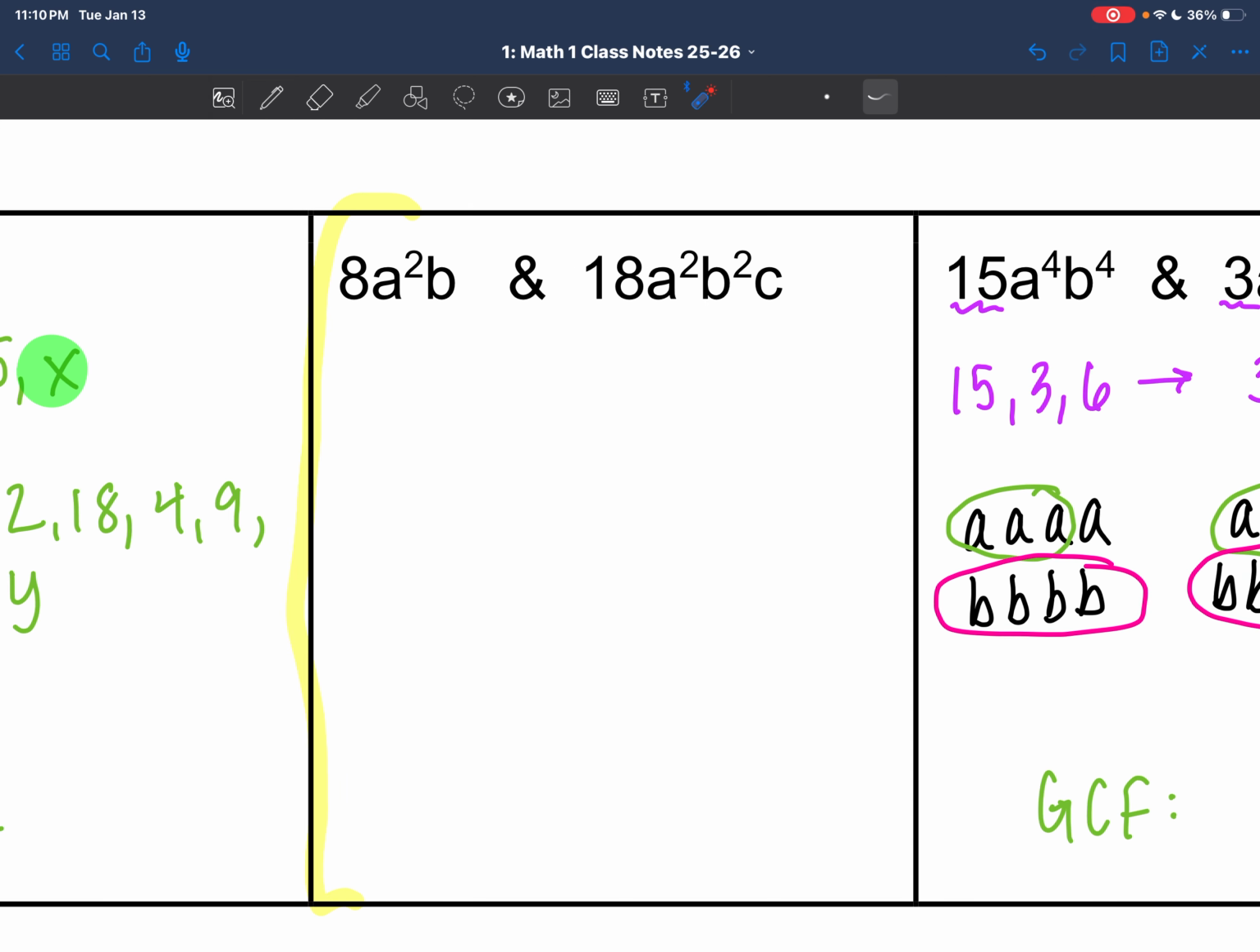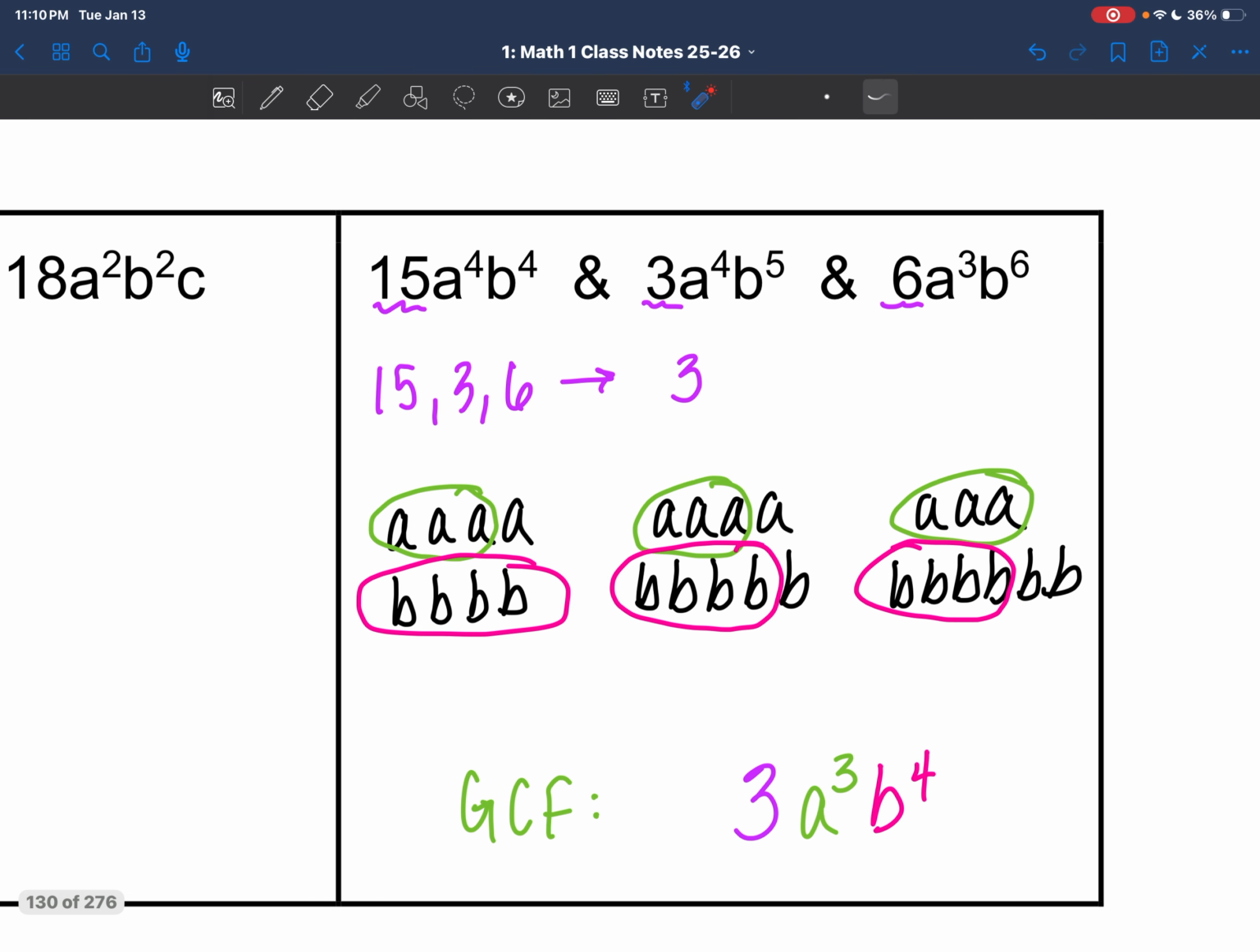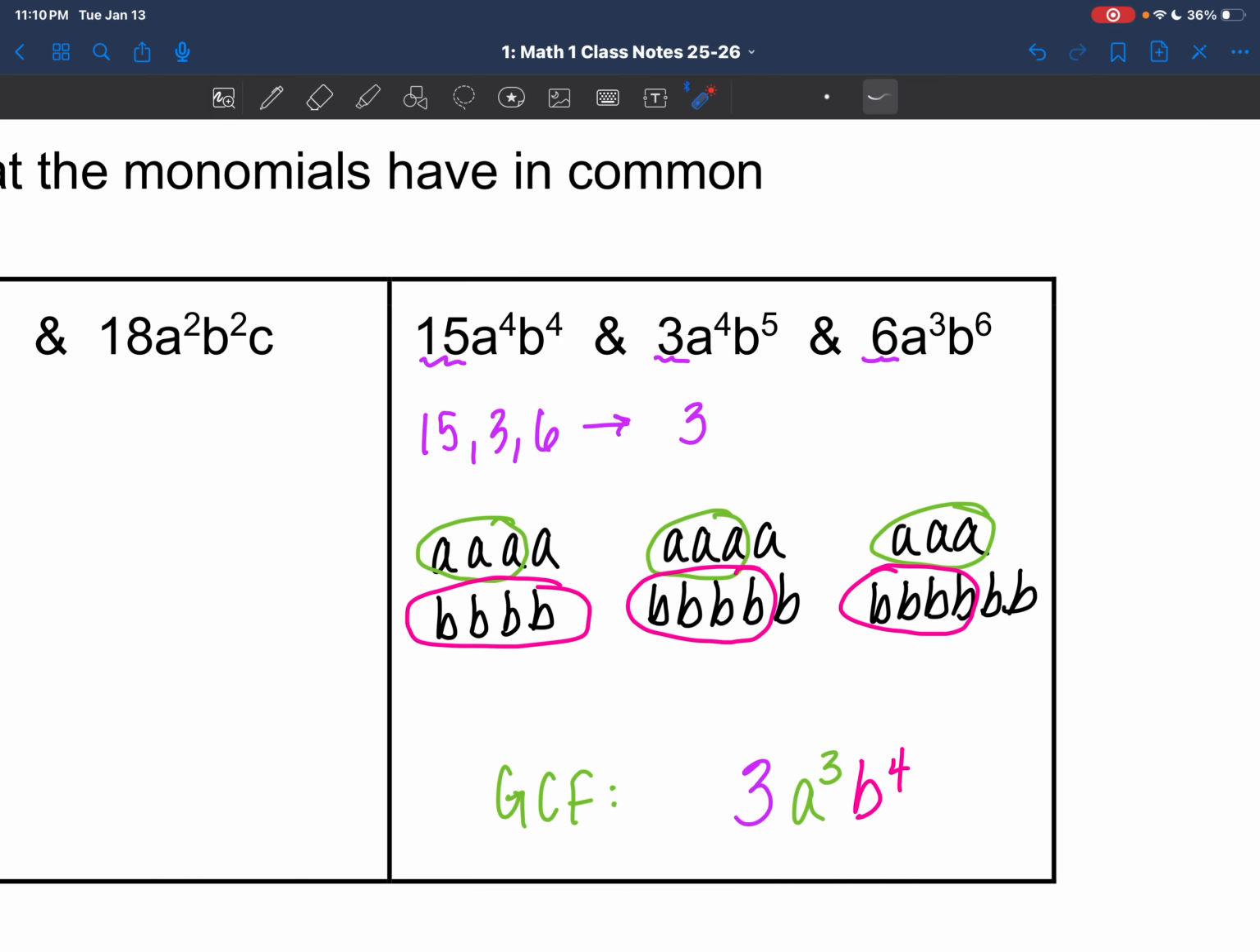All right, so I want you to try this one. It is a little tricky because you do actually have 3 variables to look at. So go ahead, try that one, and if you get stuck, watch this example and then go back.